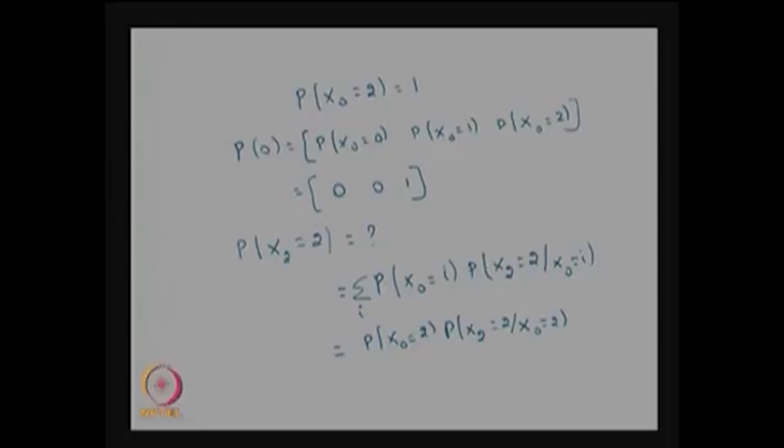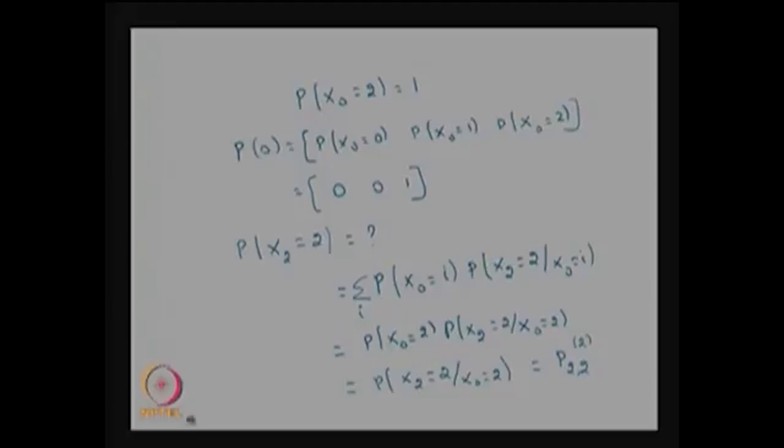Therefore, 0 times anything is going to be 0. Therefore, it is the same as the probability that X0 is equal to 2 times the conditional probability, and the probability that X0 is equal to 2 is 1. Therefore, this is the same as the probability that X2 is equal to 2 given that X0 is equal to 2. So, this is the same as the probability of going from 2 to 2 in 2 steps. This is nothing but the system was in state 2 at the 0th step and the system will be in state 2 after 2 steps. So, this is the 2 step transition probability of the system moving from state 2 to 2.